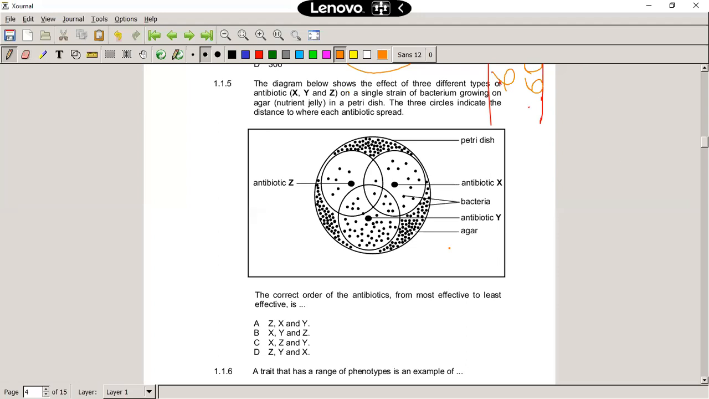Let's take a look. Which one is more effective? The one that's most effective is the one that kills the most bacteria and thus has the least amount of bacteria that we can see. So in this case, Z has the least amount, and I'm just eyeballing it quickly here. Then it's X, and then it's Y. So the sequence will be Z, X, and Y. So the answer for this one will be A: Z, X, and then Y.